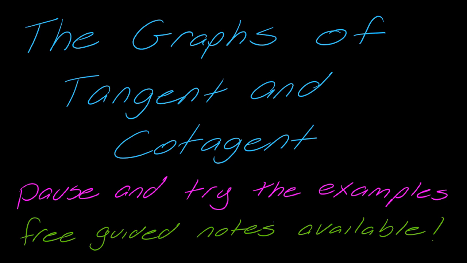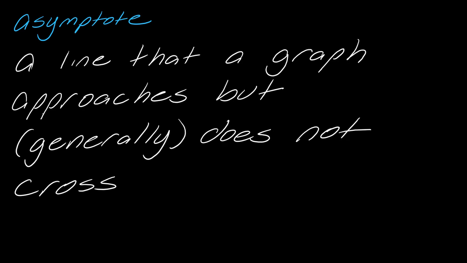All right, so we're going to talk about the graphs of tangent and cotangent. One thing I just want to remind you, maybe you remember this term, asymptote. This is a line that a graph approaches, but it generally does not cross. I say generally because not in this math class, but in other math classes, sometimes you can actually cross it.